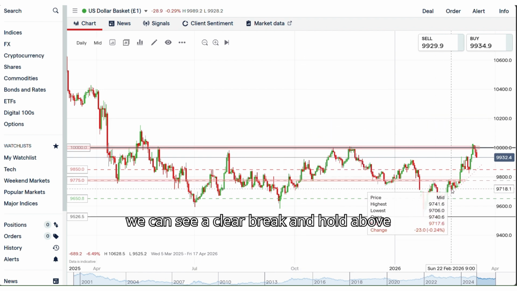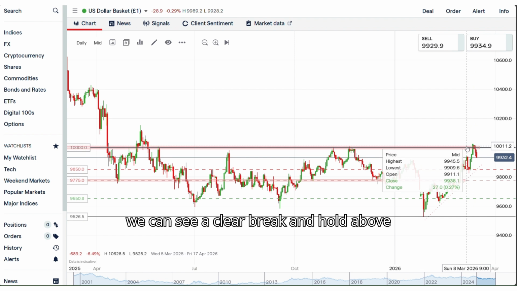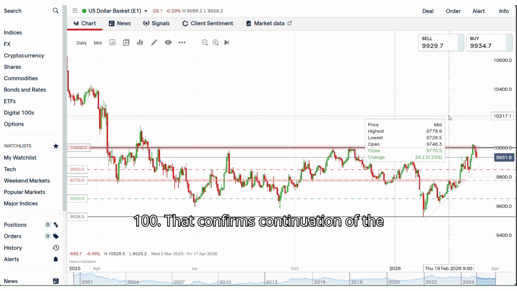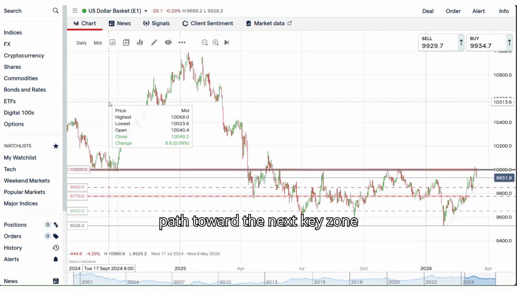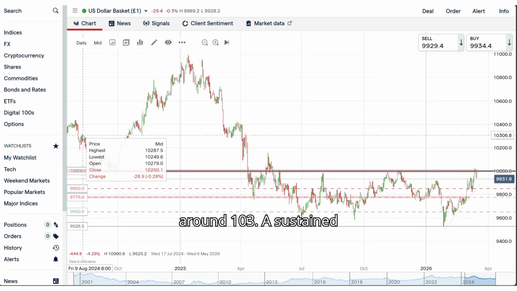The second scenario, we can see a clear break and hold above 100. That confirms continuation of the recovery structure and could open the path toward the next key zone around 103.